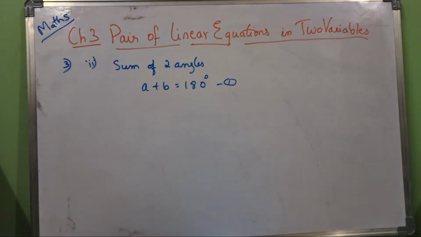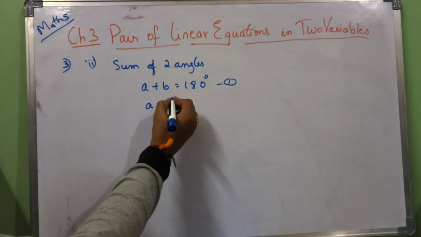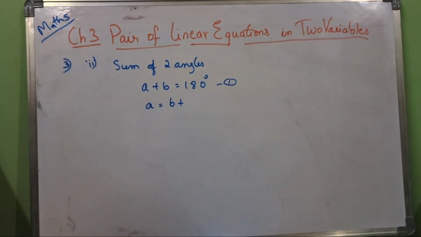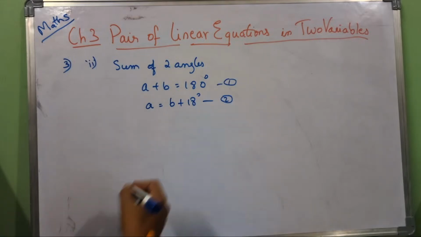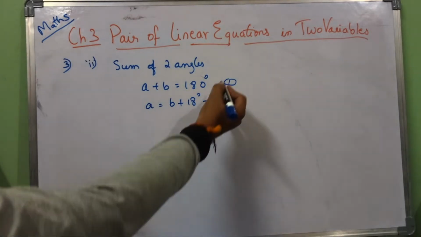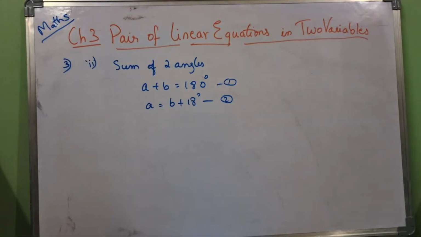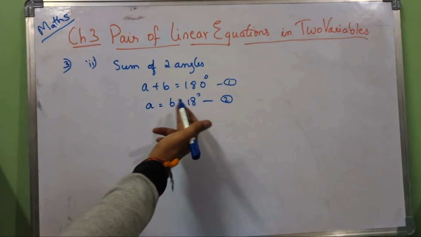In the second condition what they have mentioned, the larger of two supplementary angles exceeds the smaller by 18 degrees. So let's consider A is the larger angle, then A exceeds B by 18 degrees. So this is the second equation. I will just remind you how I got these two equations. First they mentioned two supplementary angles, so directly the sum of the two angles is 180 degrees. The second condition is the larger exceeds the smaller by 18 degrees. So A is the largest, then B plus 18 will become A.